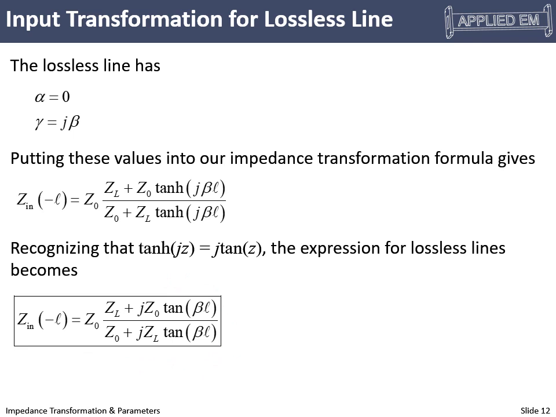It stays the hyperbolic tangent with the complex propagation constant in it when we have loss in our transmission line. Now we can have loss in the load, that's no problem. It's just for lossless lines we get to use an ordinary tangent function instead of the hyperbolic tangent function.